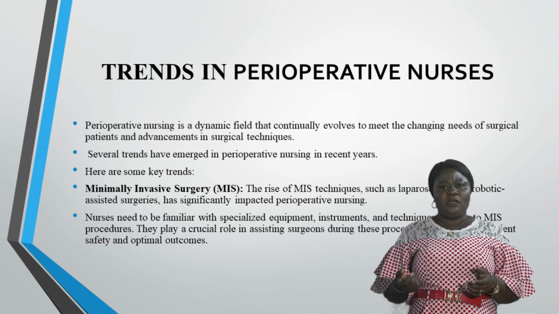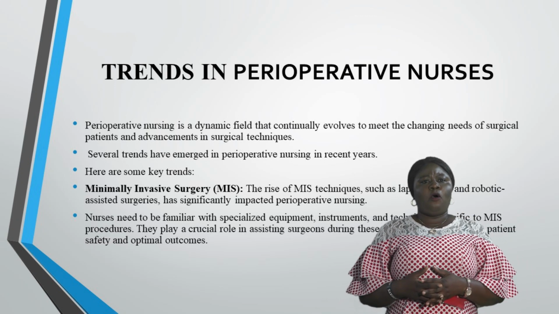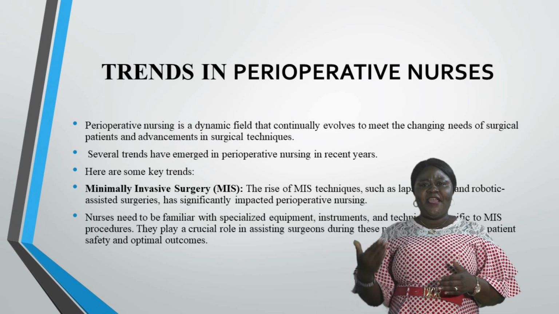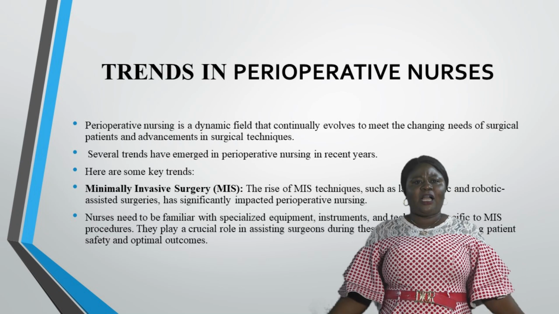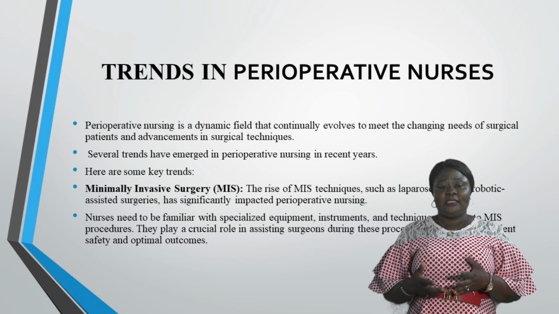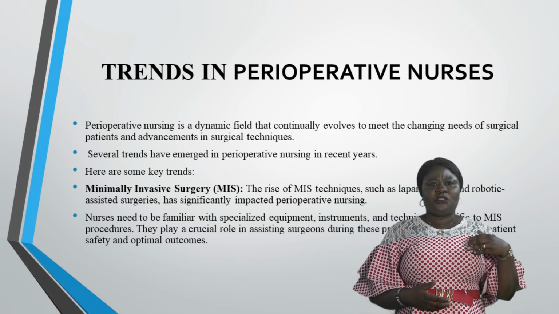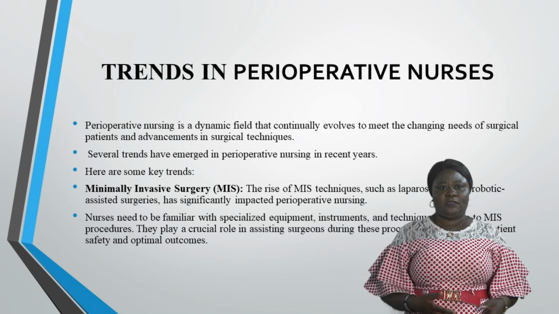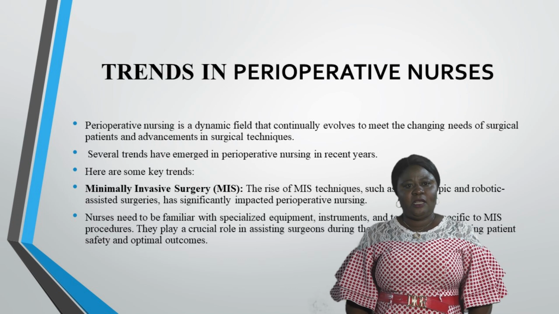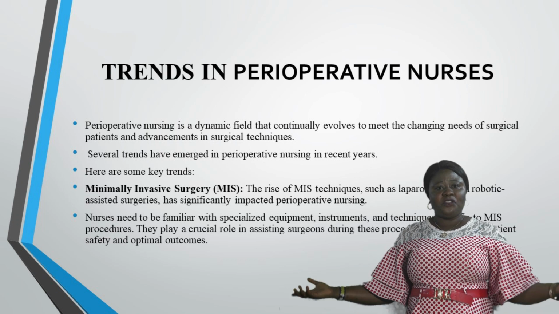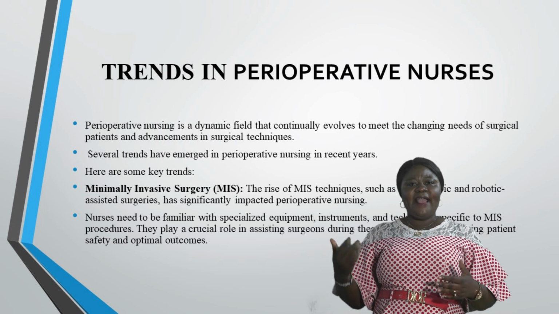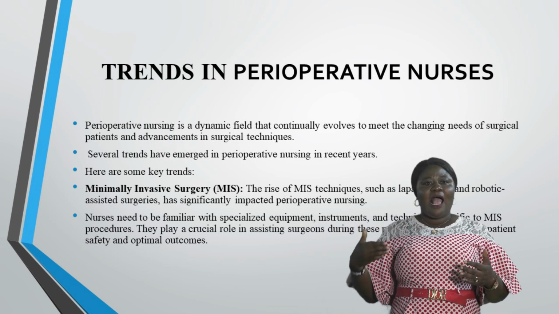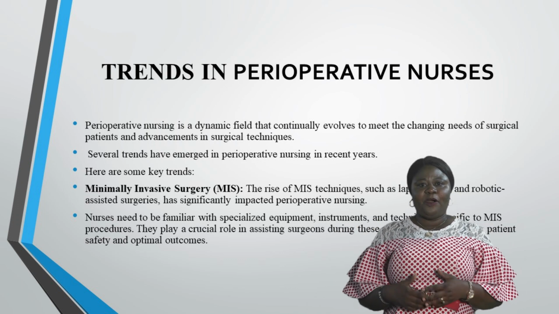Trends in perioperative nurses continue. So perioperative nursing is a dynamic field that continually evolves to meet the changing needs of surgical patients and advancements in surgical techniques. So there are trends which have emerged in perioperative nursing in recent years. Here are some key trends. For instance, we have minimal invasive surgery, that is MIS. So the rise of MIS techniques such as laparoscopy and robotic assisted surgeries has significantly impacted perioperative nursing.